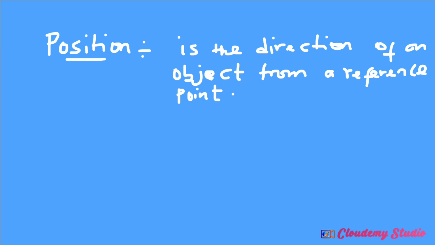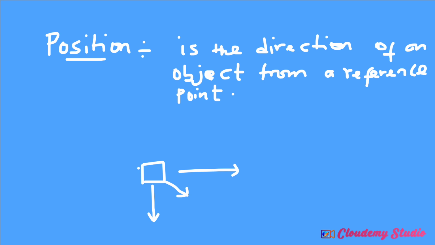Position is the direction of an object from a particular reference point. Let me give you an example now. Look at this box here. How do I estimate the position of this box? It depends on where I'm looking at this box from. I could be looking at this box from this direction, or from this direction, or from a direction like this.